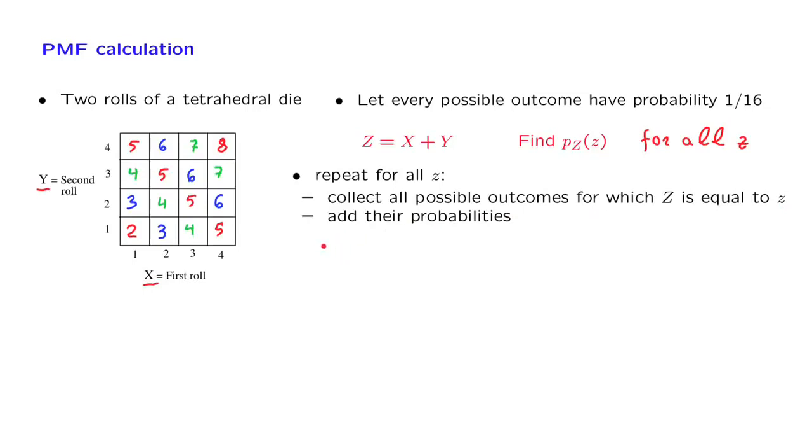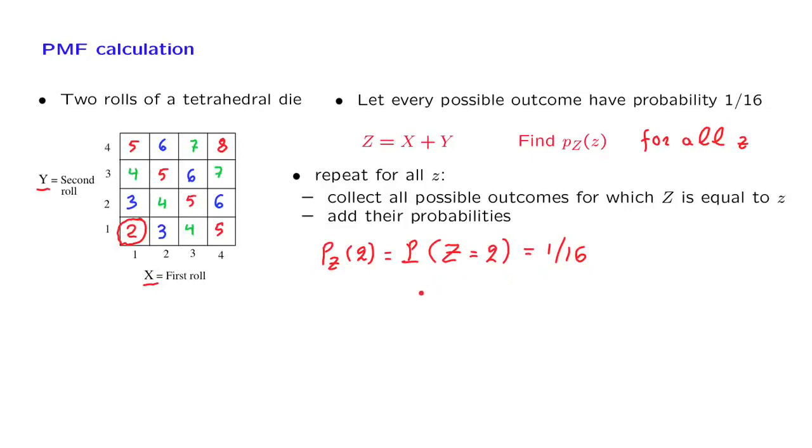So to illustrate this process, let us calculate the value of the PMF for little z equal to 2. This is, by definition, the probability that our random variable takes the value of 2, and this is an event that can only happen here. It corresponds to only one element of the sample space, which has probability 1 over 16.